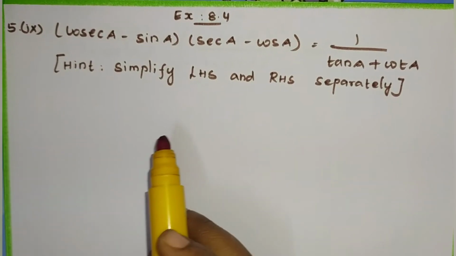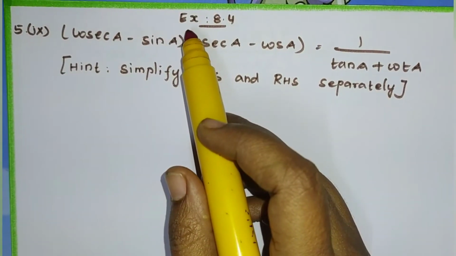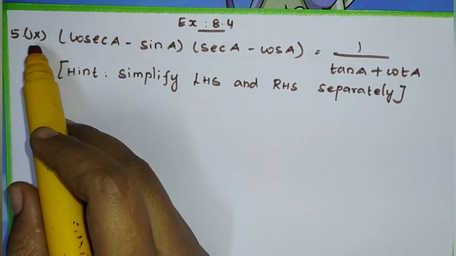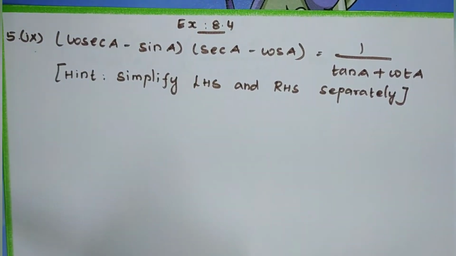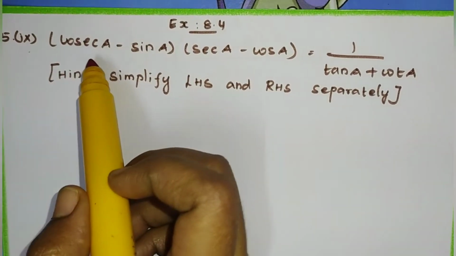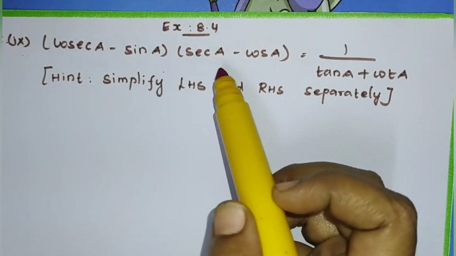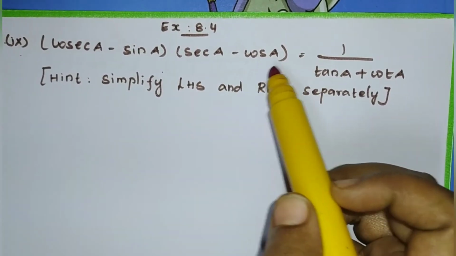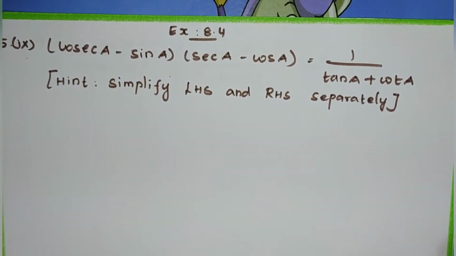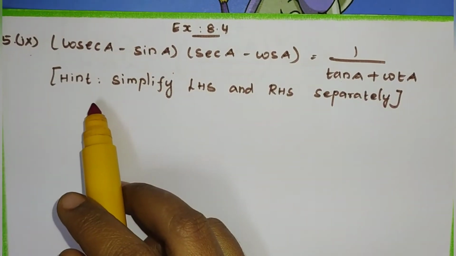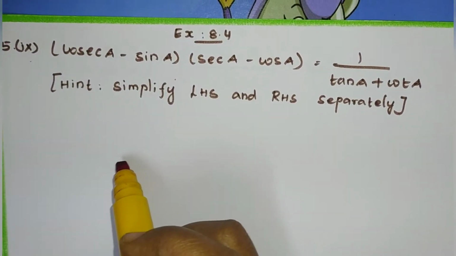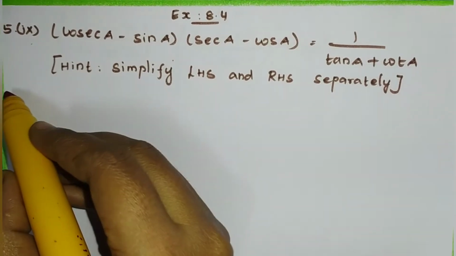Namaste students. In this video we are going to see exercise 8.4, fifth problem, the 9th and 10th subdivision problems. First, the 9th subdivision problem: (cosec A minus sin A)(sec A minus cos A) is equal to 1 by (tan A plus cot A). They have given a hint: simplify the LHS and RHS separately. So I am going to take the LHS first.